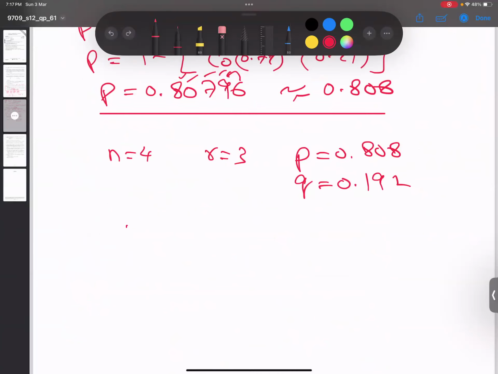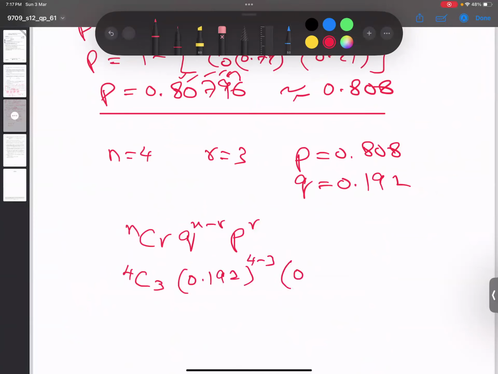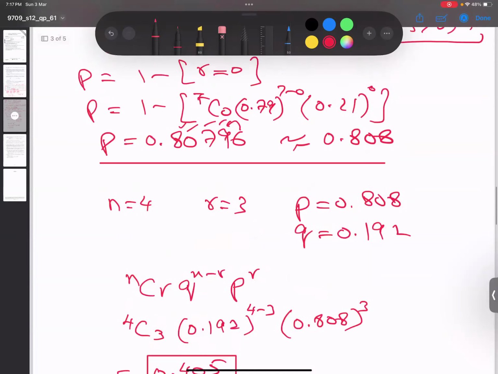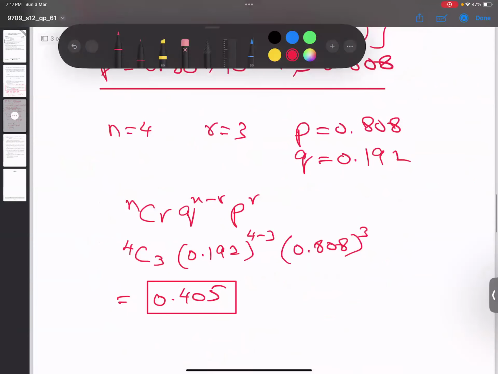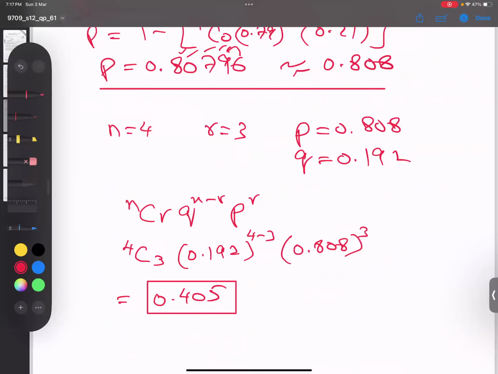So what is the formula, students? nCr, q to the power n minus r, p to the power r. I think this point is clear. So 0.192 to the power 4 minus 3, and 0.808, and the power is 3. If I type this in the calculator, let me check: 4C3 times 0.192 to the power 1 times 0.808 to the power 3. The answer is coming 0.005. So this is my final answer after rounding. The first is this one and the second is this one. I believe the concept is very clear. It was a little bit complicated question, but I hope the point is clear.